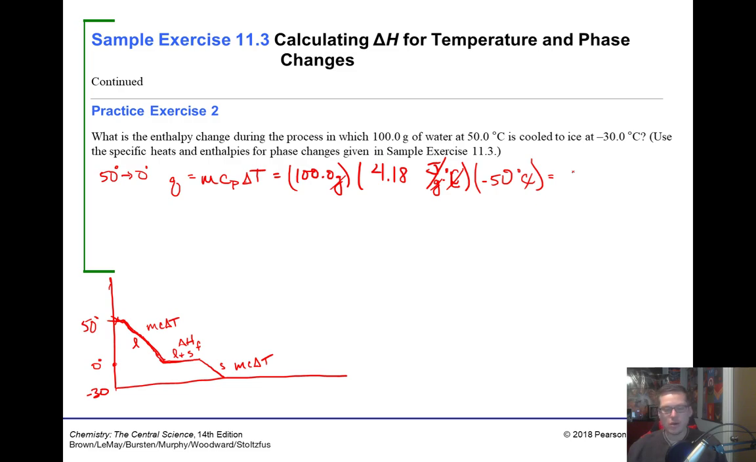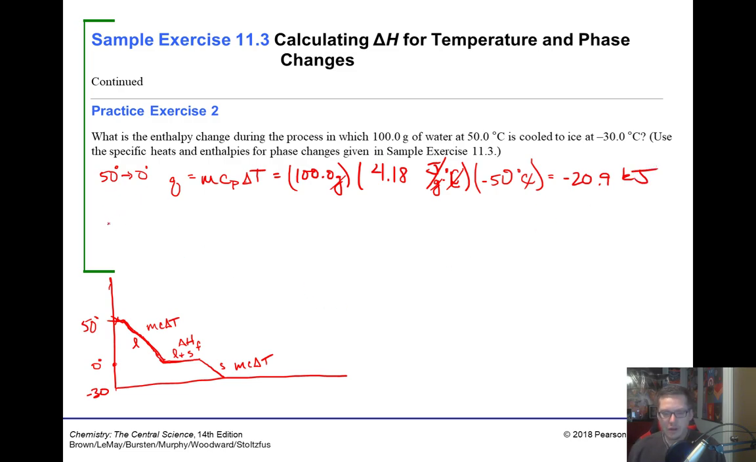It should be easy to say, I'm just multiplying by grams and multiplying by Celsius, and then you're good. So we'll take 100 times 4.18 times negative 50. I got 20,900. Let's convert that to kilojoules on the fly here. And so that would be negative 20.9 kilojoules. That's our Q from 50 to 0.